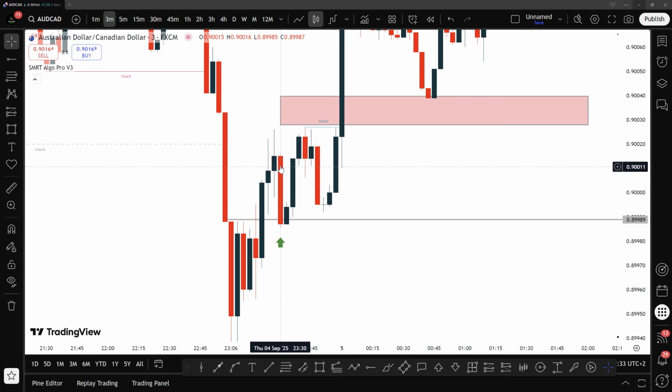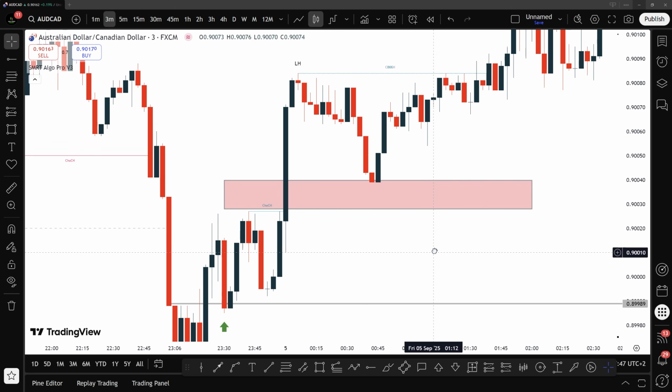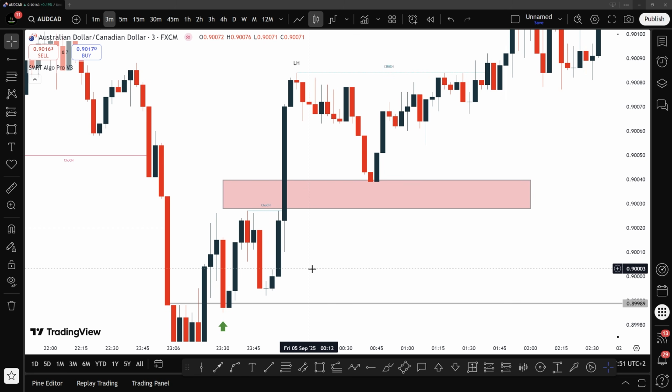But if I don't get a confirmation, if price does not break this high, then I'll wait. But obviously we get another confirmation by this strong move to the downside, and then we reject here, and that is why you see this move happening in the market. And then we create this fair value gap. That's how at least you can try to understand it.